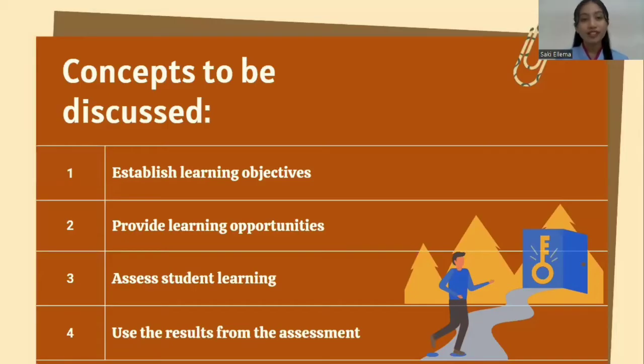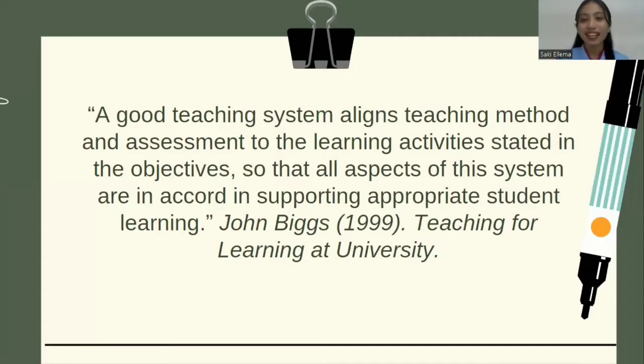The concepts to be discussed in this topic are the following: establish learning objectives, provide learning opportunities, assess student learning, and use the results from the assessment. A good teaching system aligns teaching method and assessment to the learning activities stated in the objectives, so that all aspects of this system are in accord in supporting appropriate student learning. This system is called constructive alignment, as it is based on the twin principle of constructivism learning and alignment in teaching. This is from John Biggs, 1999.